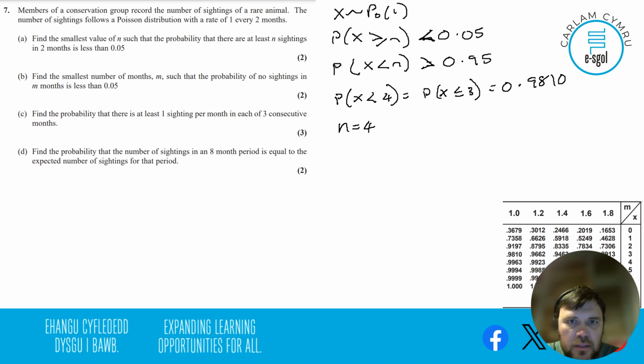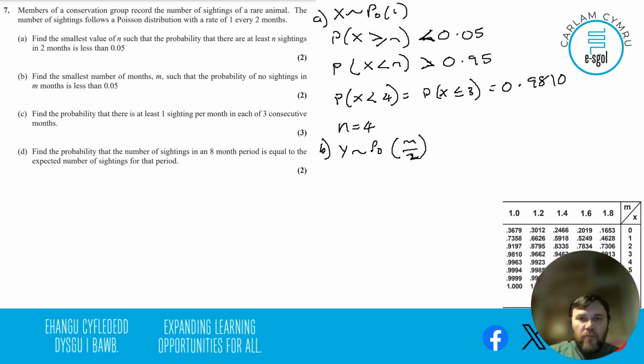Part B, so this was part A. Part B says, find the smallest number of months m such that the probability of no sightings in m months is less than 0.05. Again, it's very similar to the one we've done previously. If we had 1 every 2 months, here we're going to say that Y belongs to the Poisson of m over 2.